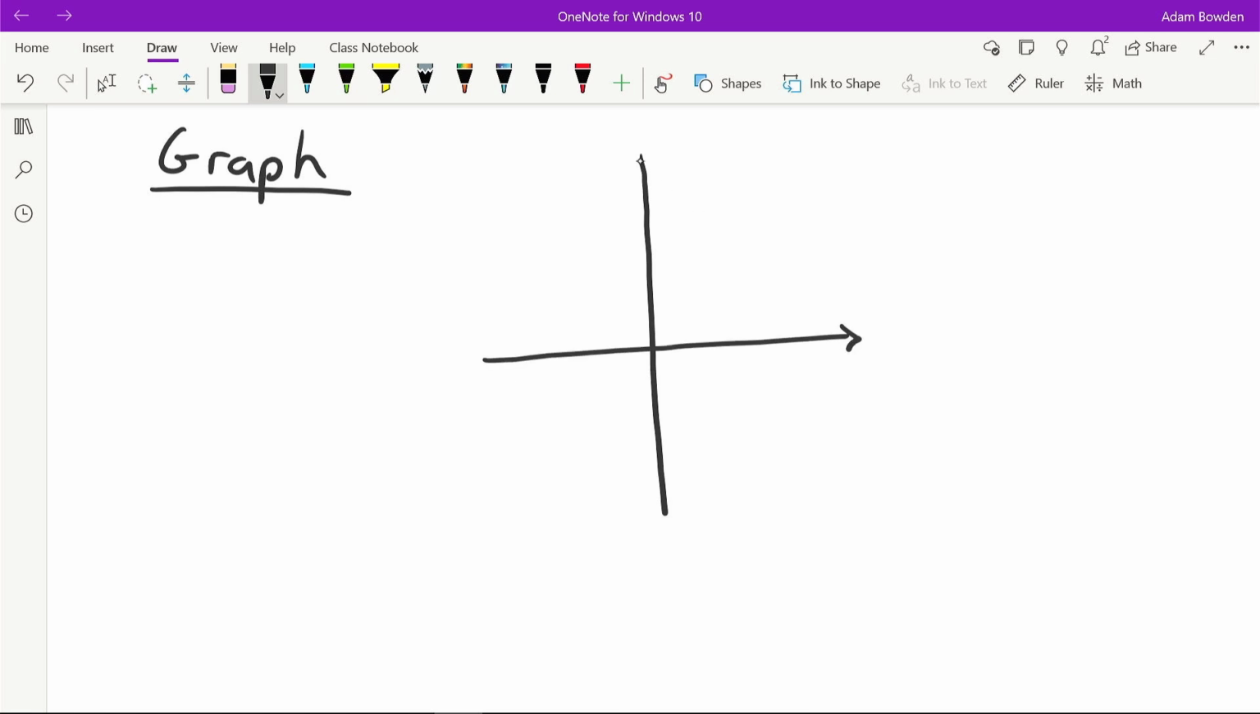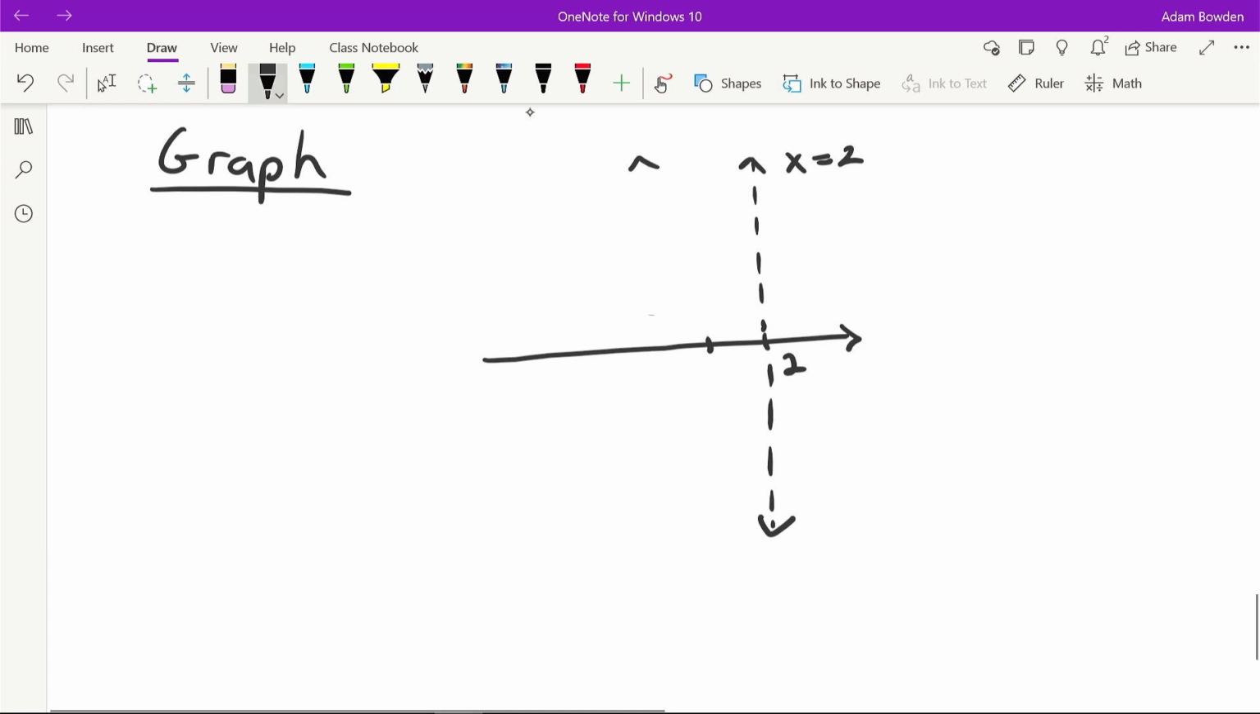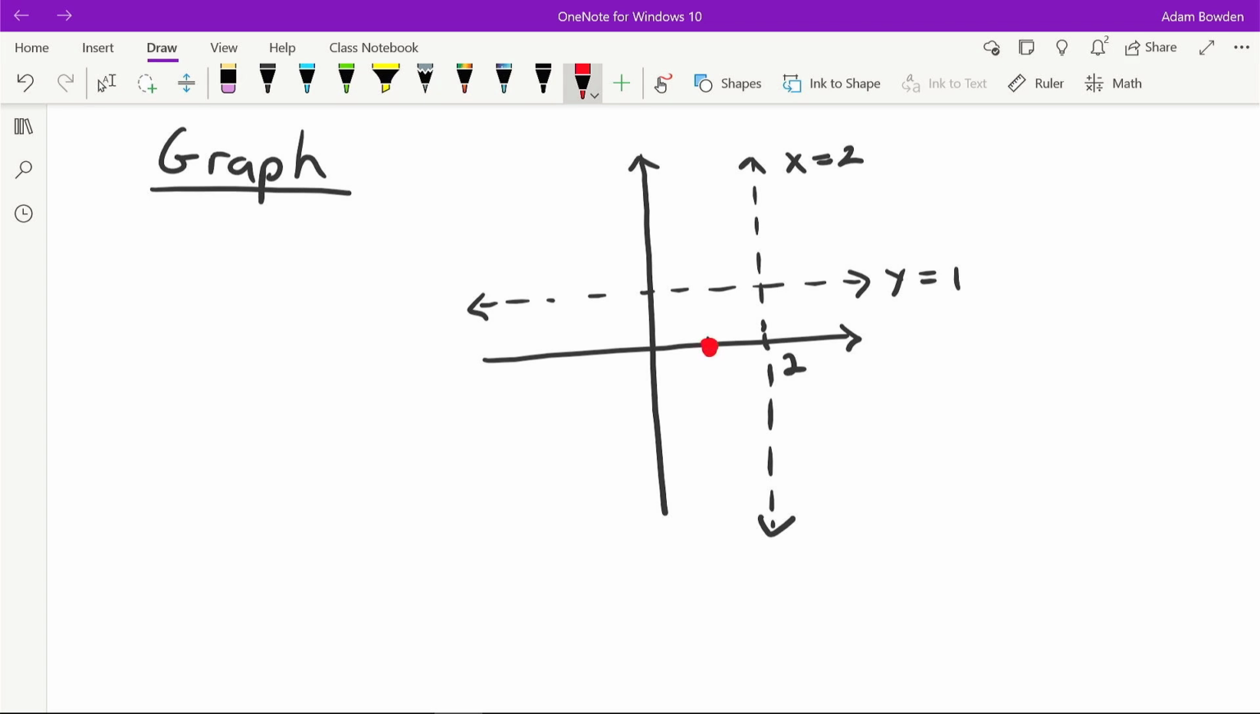We'll start with our asymptotes, which we had a vertical asymptote going through x is equal to 2. We had a horizontal asymptote going through y is equal to 1. And we had our intercepts. We had an x-intercept at positive 1 and a y-intercept at 0.5 or 1/2 right here.